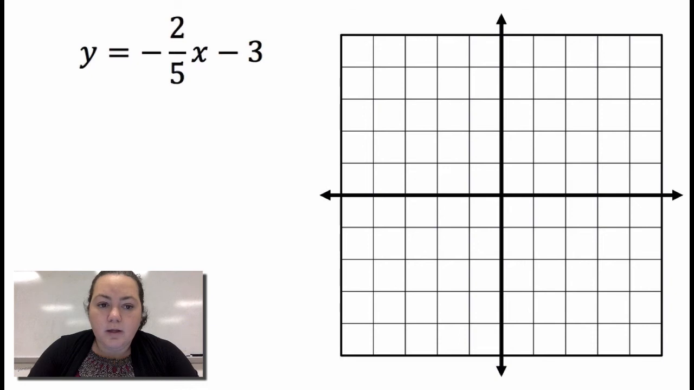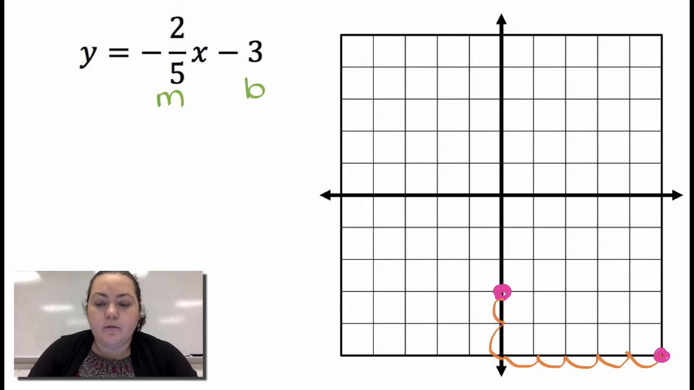All right, so this one, y equals negative 2/5 x minus 3. Well, it's in slope-intercept form, so I have my m and my b. My slope is negative 2/5, so down 2 over 5. And my y-intercept is negative 3. Remember, because it's y equals mx plus b, but this is a minus, so it's negative 3. So I'm going to go down to negative 3 on the y-axis. That's my y-intercept. And then from that point, I'm going to use my slope, which is down 2 over 5.